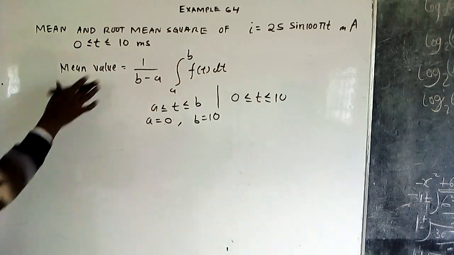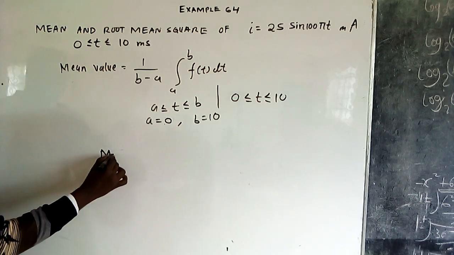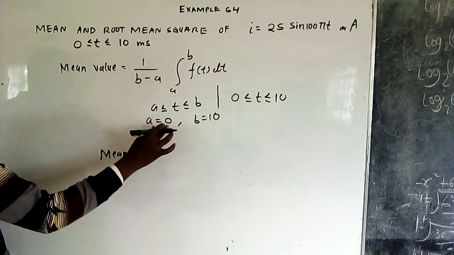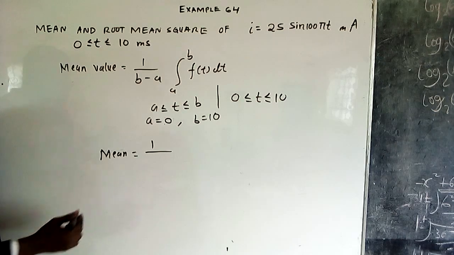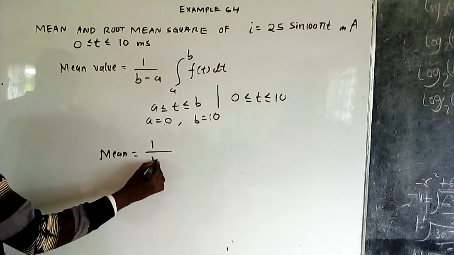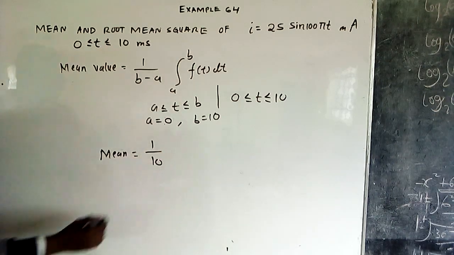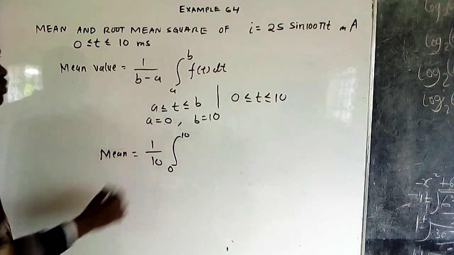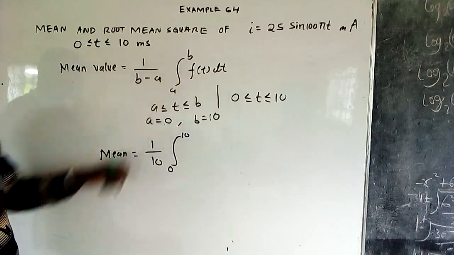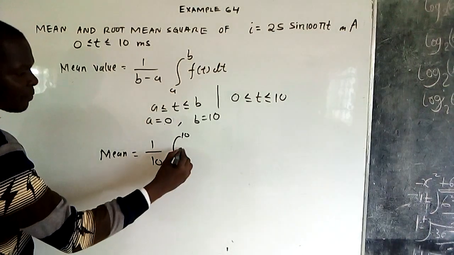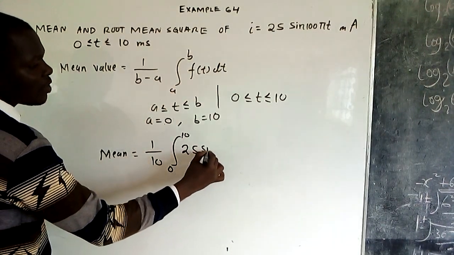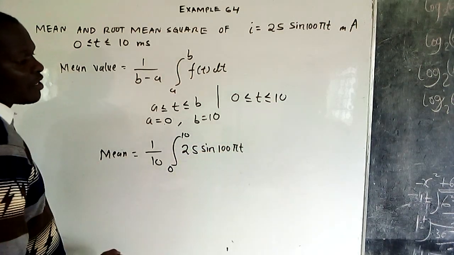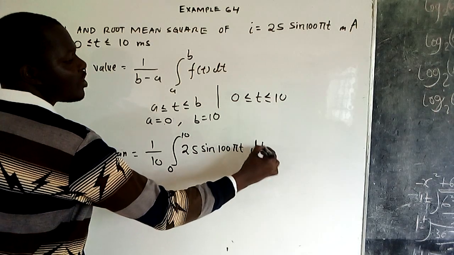So if you look at this, what is the mean? The mean is 1 over b minus a, 10 minus 0, so you get 10. Then you are integrating from a to b, from 0 to 10. Then f of t, you've been told it is 25 sin 100 pi t. Then you integrate that with respect to t.